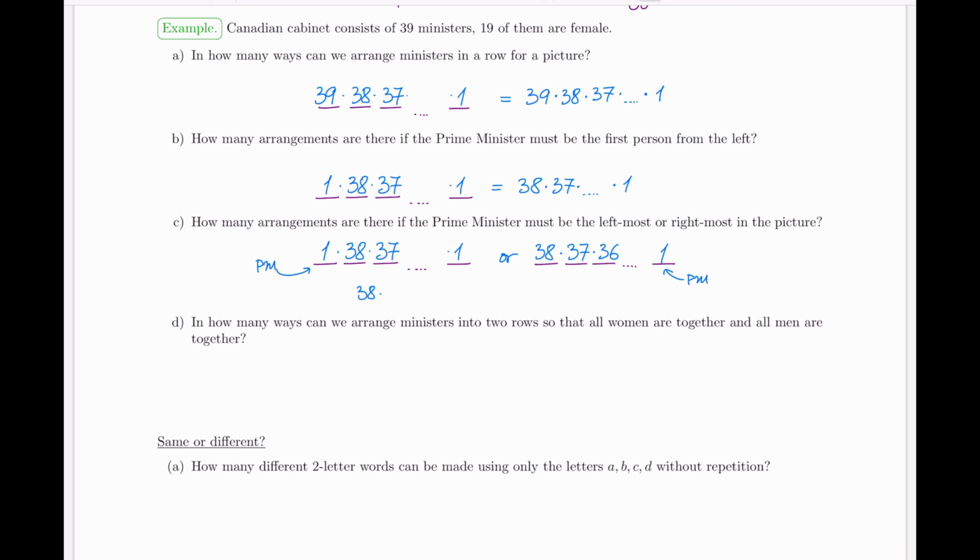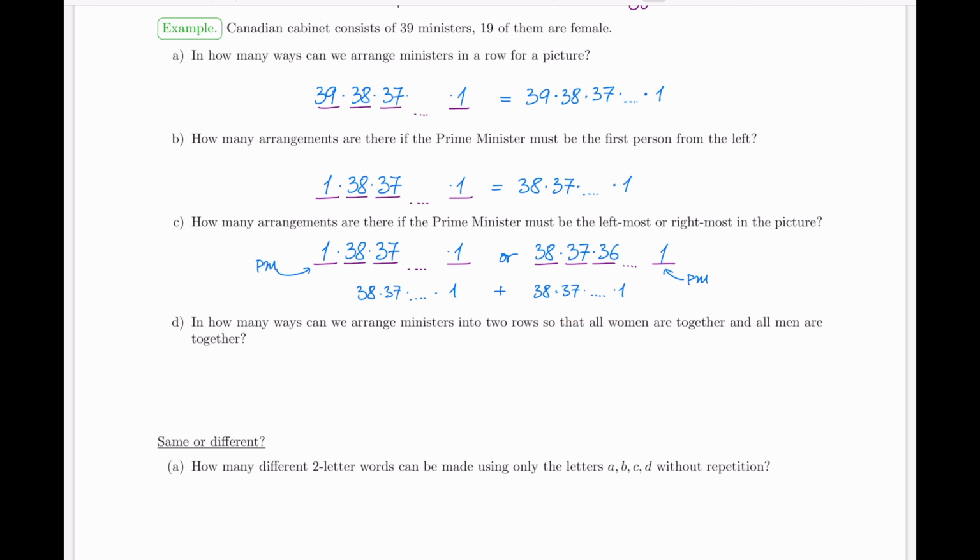So I have 38 times 37 all the way down to 1 plus 38 times 37 all the way down to 1. So you will notice that these numbers are actually the same. The number of ways to place the prime minister to the left is the exact same as the number of ways to place him all the way to the right, because the arrangement of the other people doesn't actually depend on whether the prime minister goes leftmost or rightmost. Once the other 38 ministers arrange themselves, he can simply join to be the leftmost or rightmost person.